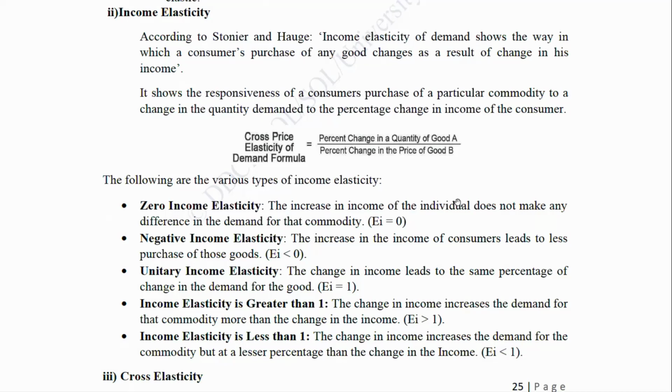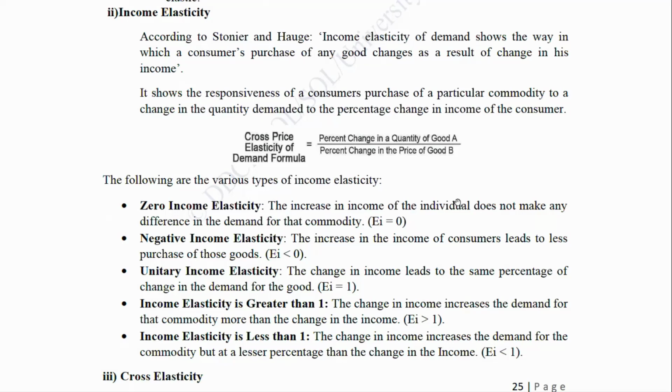First, zero income elasticity. The increase in income of the individual does not make any difference in the demand for that commodity. That is, elasticity of income is equal to 0. Second, negative income elasticity. The increase in the income of consumers leads to less purchase of those goods. That means the income elasticity is less than zero. Third, unitary income elasticity. The change in income leads to the same percentage of change in the demand for the good. That is, income elasticity is equal to 1.